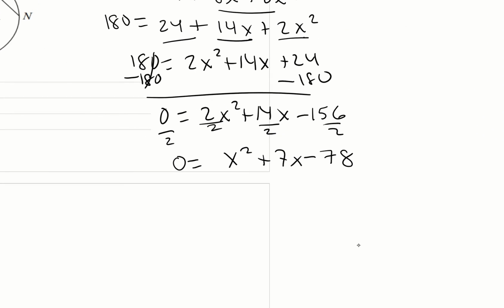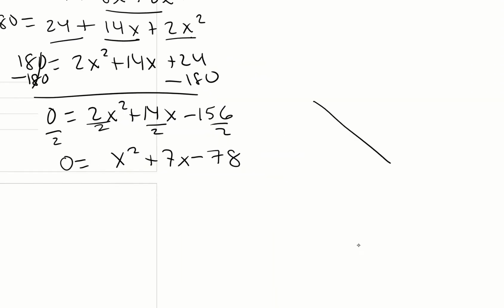And then now you need to factor this or use quadratic formula, something like that. Now we're going to try factoring this. So we need two numbers that multiply to negative 78 but add up to positive 7. So 78 divided by 2, 2 and 39, that doesn't make 7. So 6 and 13 could make 7. So we got 6 and 13 if one of them were to be negative. So if 6 were to be negative, 13 plus negative 6 is 7. And then 13 times negative 6 is negative 78. So there you go, we got it.